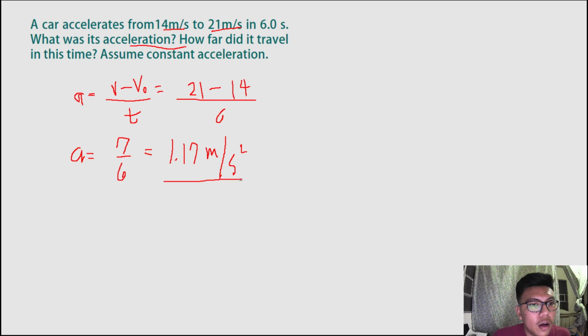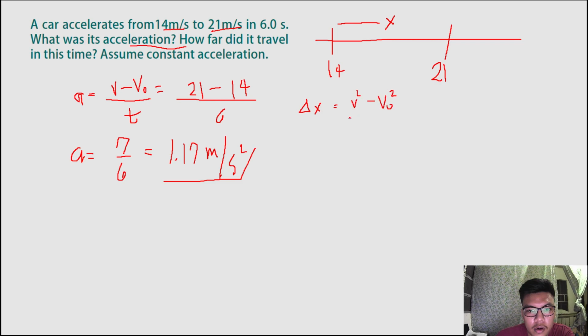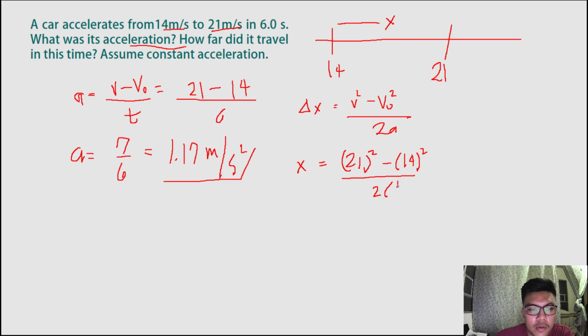Ang tanong, pangalawang tanong, how far did it travel in this time? So, kung isipin natin, so dito 14 ka, di ba? Tapos dito naging 21. Gaano kahaba yung na-travel mo bago ka mag-gain ng 21 meters per second na velocity? So, what is this distance? So, meron tayong equation. So, we have yung ating delta x is equal to V squared minus V sub O squared all over 2A. Okay, so to solve, x is equal to the final velocity, 21 squared minus 14 squared all over 2 times 1.17.